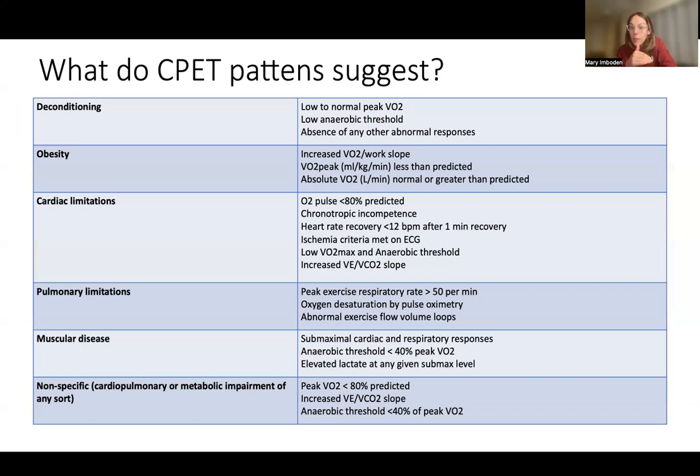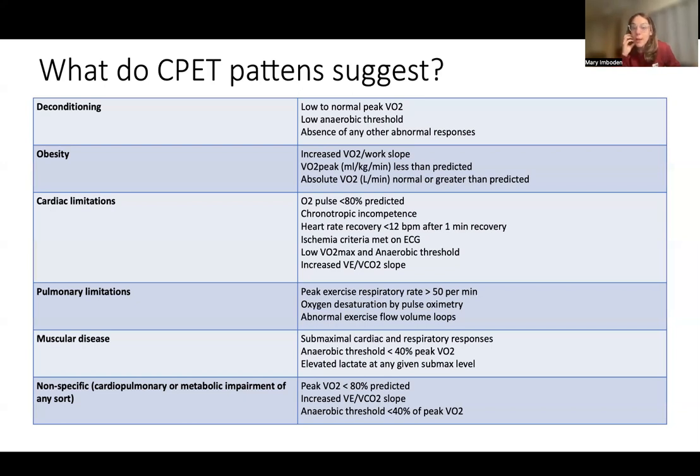What we're seeing with pulmonary folks is going to be peak exercise respiratory rate above 50 per minute. So they're really having a hard time doing that deep breathing, and it's really a laborious process for them. Oxygen desats on their pulse oximetry, and abnormal exercise flow volume loops, which we didn't really get into, but it's really reflective of ventilation to our gases that we're looking at.